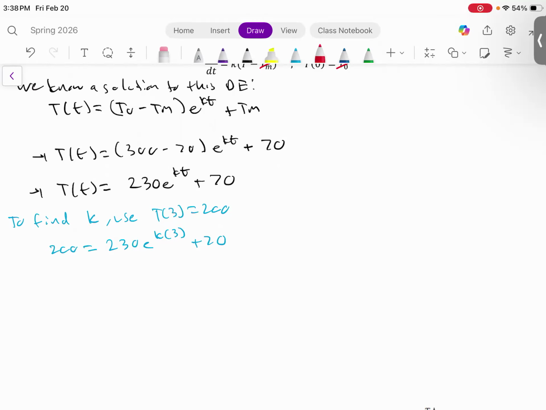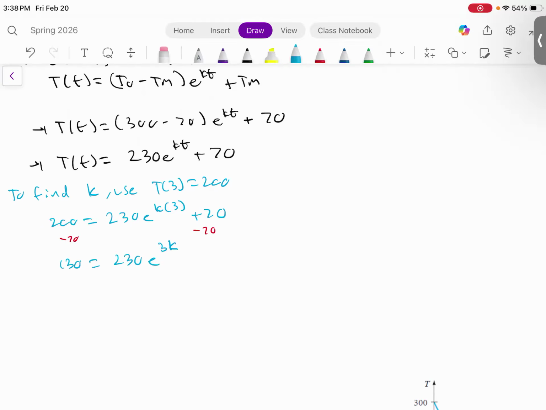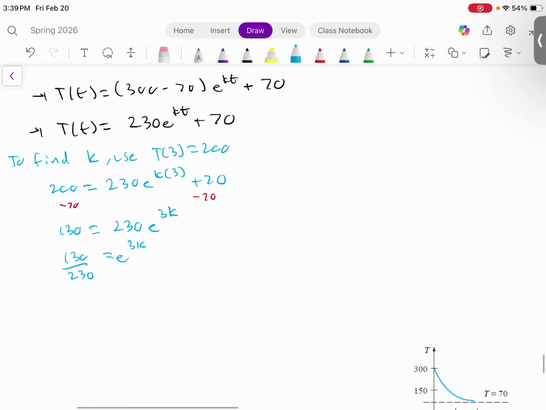Let's subtract 70 from both sides. We get 130 equals 230 e to the 3k. Let's divide over by 230. So this would be e to the 3k equals 130 divided by 230. I'm going to leave that exact for now, and we're going to take the natural log of both sides.